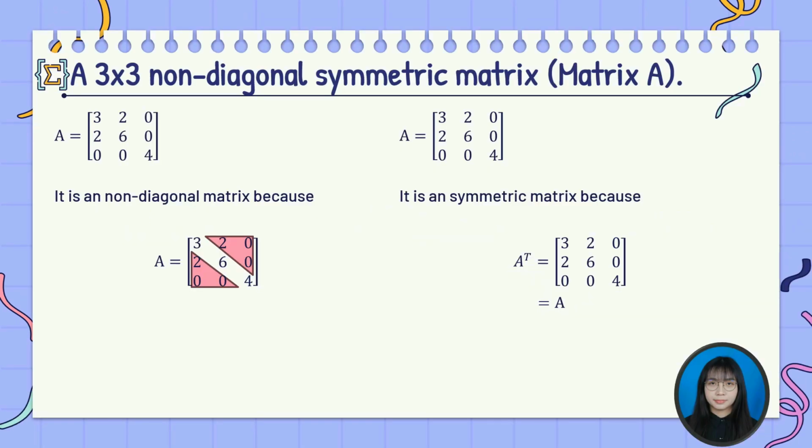A 3 times 3 non-diagonal symmetric matrix that we have chosen is A equal to [3, 2, 0; 2, 6, 0; 0, 0, 4]. This matrix is clearly a non-diagonal matrix because there exist non-zero values in the off-diagonal area. And it is symmetric because A transpose is equal to A itself.